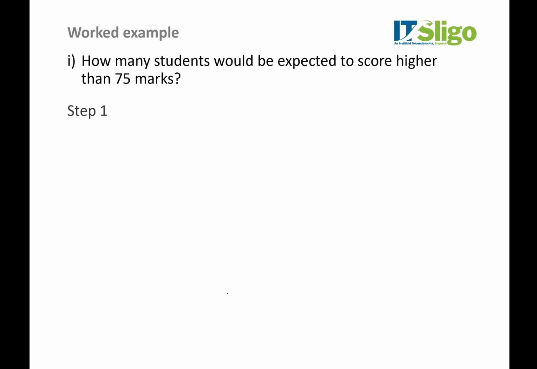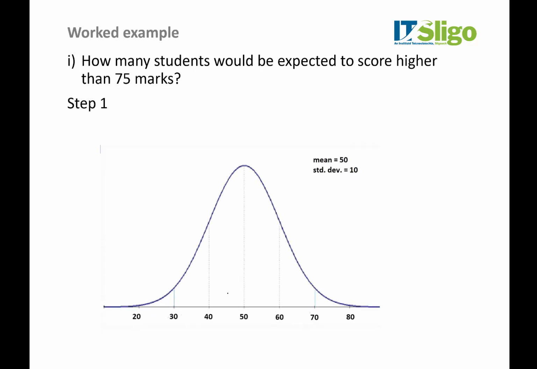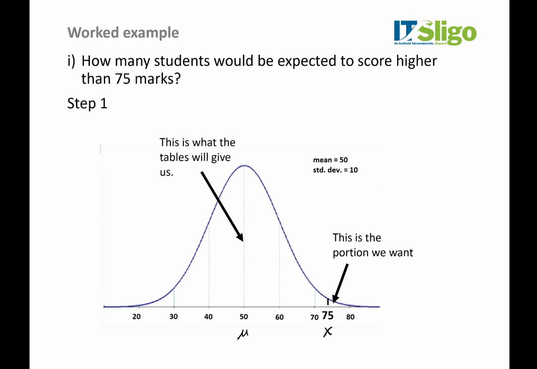So we take a look at the question. Here's our curve. There's our mean of 50, forgive me. That always sits in the middle. And we're interested in, well, how many students scored more than 75? So this is the X value from the Z score. This is the portion we want, and this is what the tables will give us.